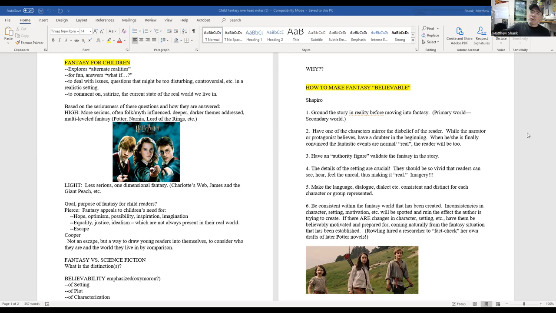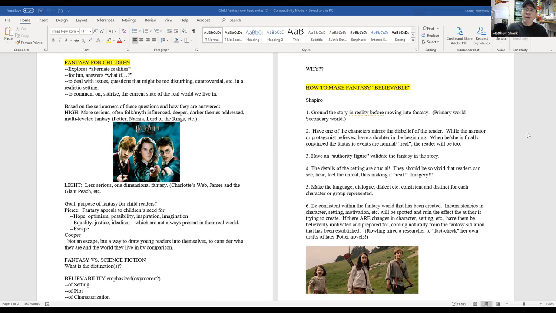So you have the doubter who becomes a believer, that helps you buy into it. And then if you have this wise person who you look to for wisdom, and if they buy into it, well, okay. And you'll see that in both Charlotte's Web and The Lion, the Witch, and the Wardrobe. So look out for that.